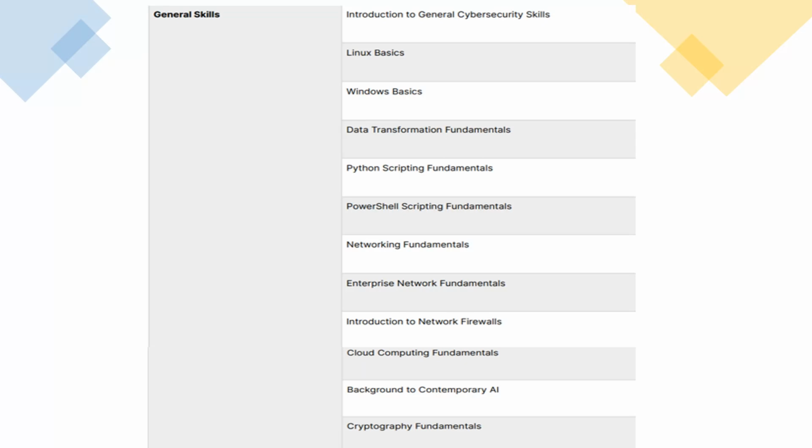The next one is networking fundamentals. Here we will understand the basics of networking, including the protocols, topologies, and how data flows across the network, which are crucial for understanding how attacks propagate. After that, we will have different topics like enterprise, network firewalls, cloud computing, AI, and finally cryptography.